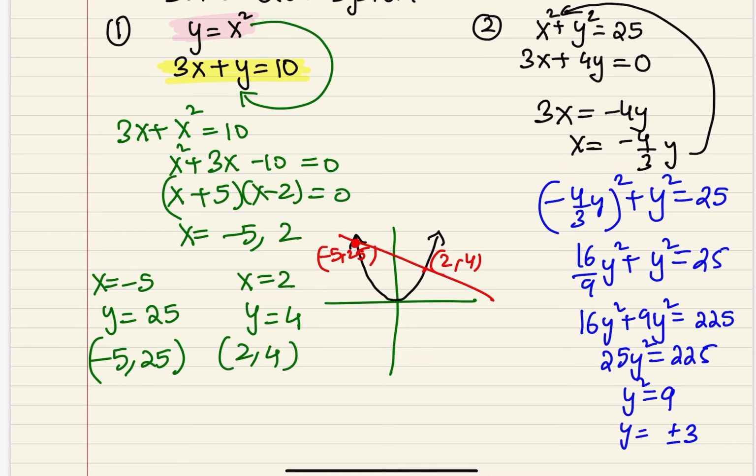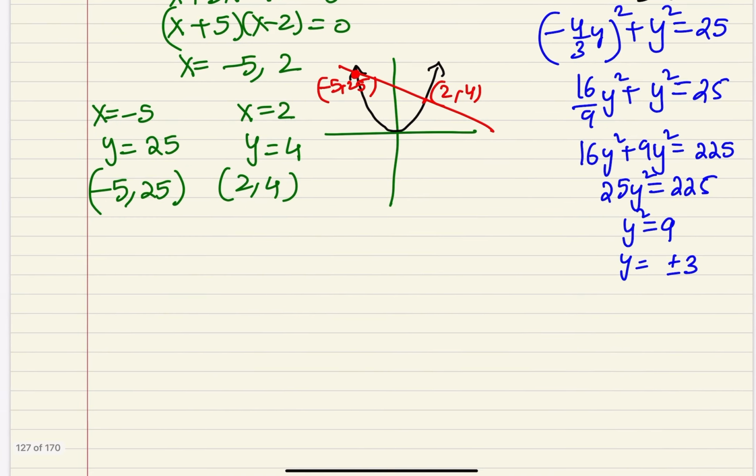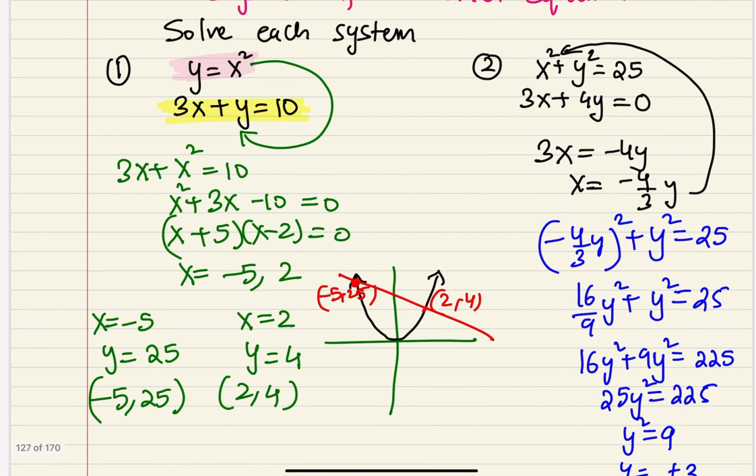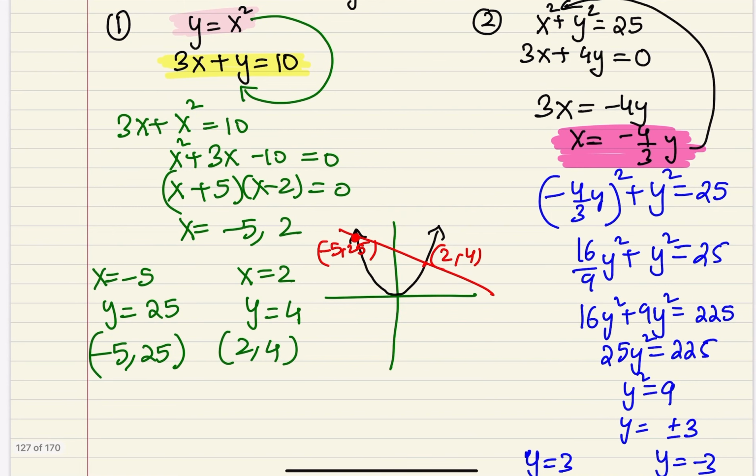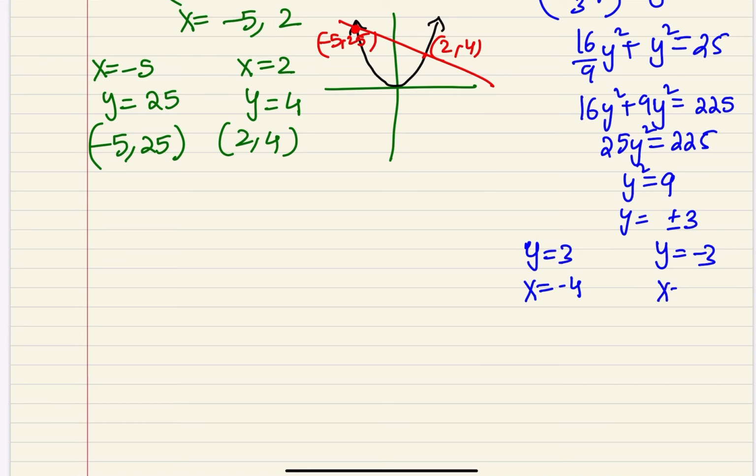Now let's figure out what x is when y is positive 3 and what x is when y is negative 3. When y is positive 3, it's a lot easier to plug it into this form, and x is going to be negative 4. And when y is negative 3, x is going to be positive 4. So my two solutions are negative 4, 3 and 4, negative 3.